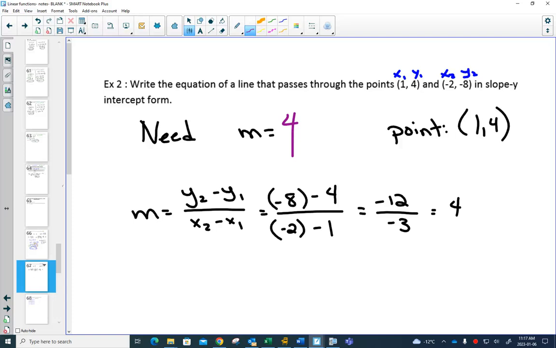And now I have both the things that I need. I have my slope and I have my point. So now I could either use y equals mx plus b or the point slope form. The reason I like y equals mx plus b in this one is because they want the answer in y equals mx plus b. So if I start with y equals mx plus b, what do I know? I know the slope is 4, and I know that my point is 1 comma 4. That means when x is 1, y has to equal 4.